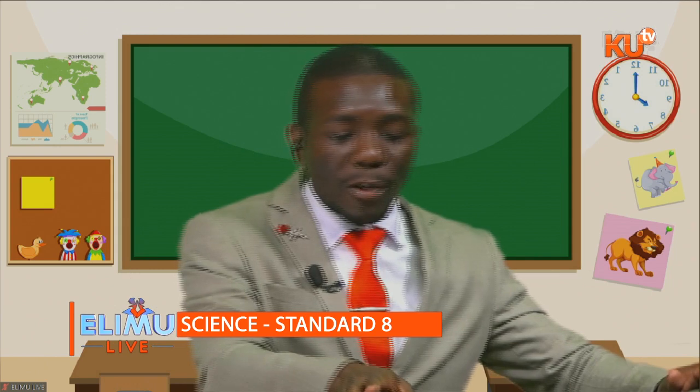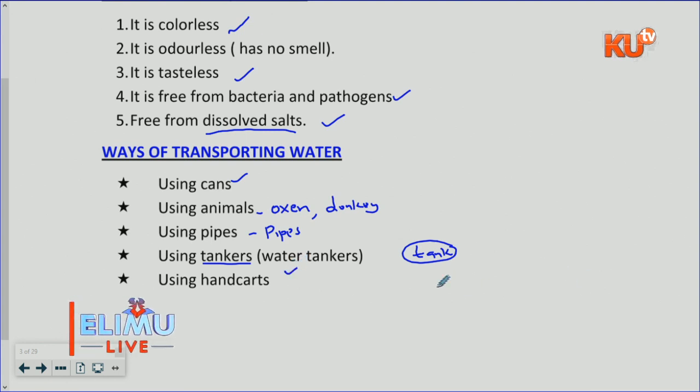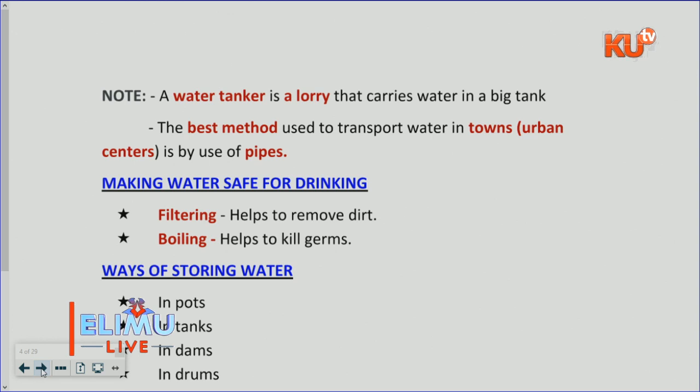And then we have got another way of transporting water, known as using handcarts. We use handcarts, mikokoteni, popularly known like that, to transport water. Okay? Let us continue. I have written a note there. A water tanker is a lorry that carries water in a big tank.